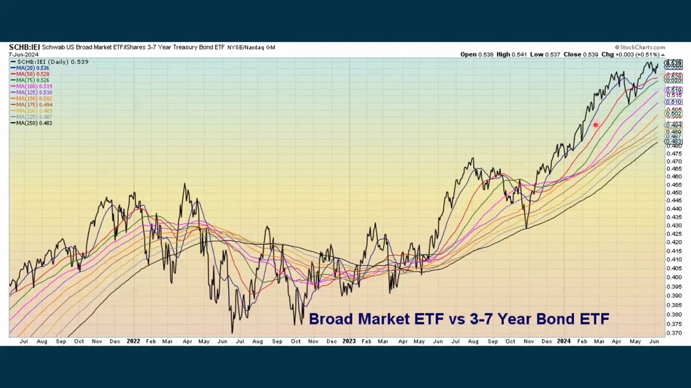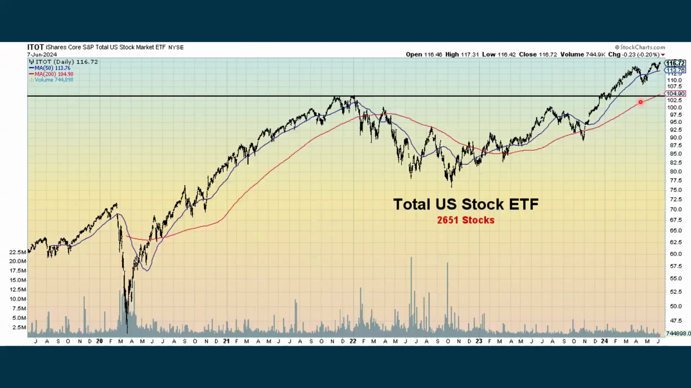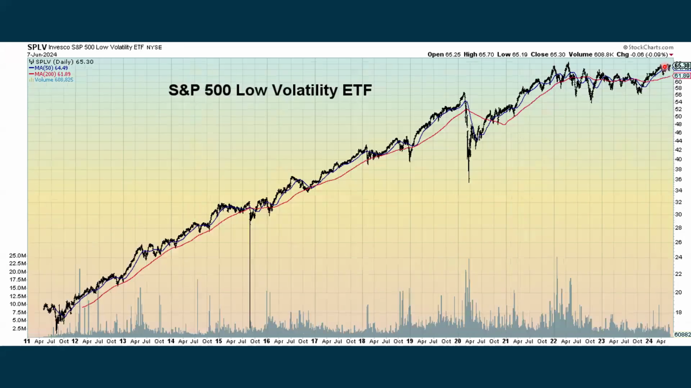There's another broad market measure with further out bonds going 3 to 7 years, showing how stocks are outperforming on a broad basis. This is a total U.S. stock ETF. This is the biggest one I could find with 2,651 stocks. We're coming off of just setting recent all-time highs. This also suggests that the broad market is holding up.